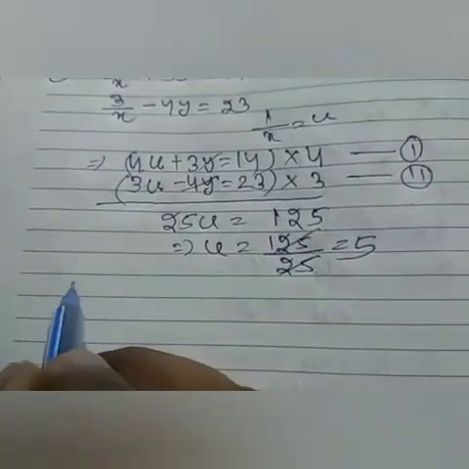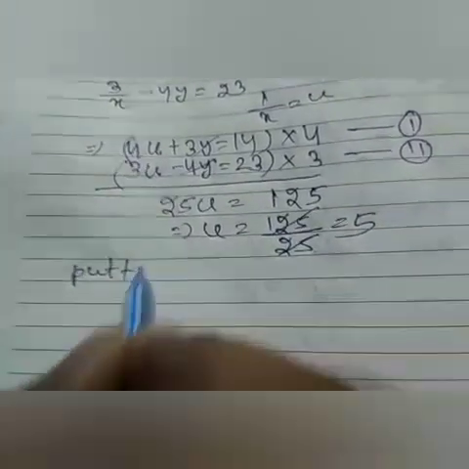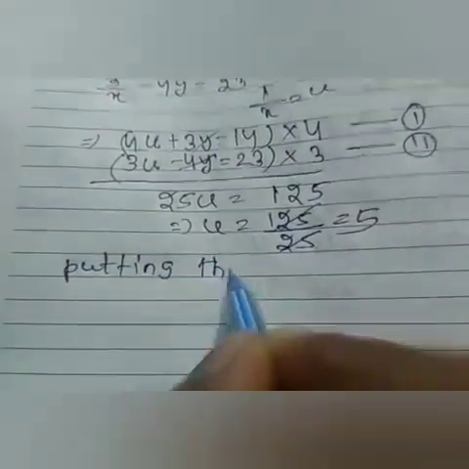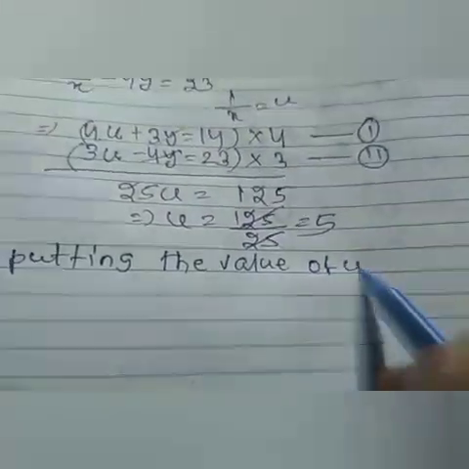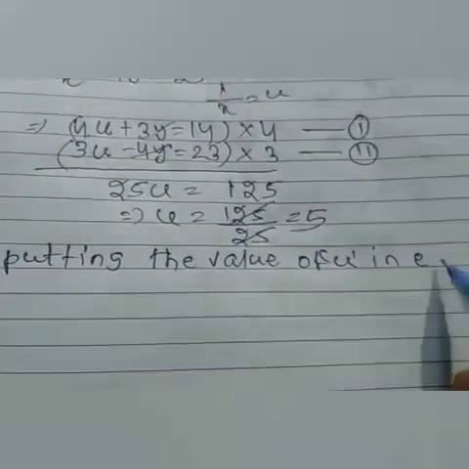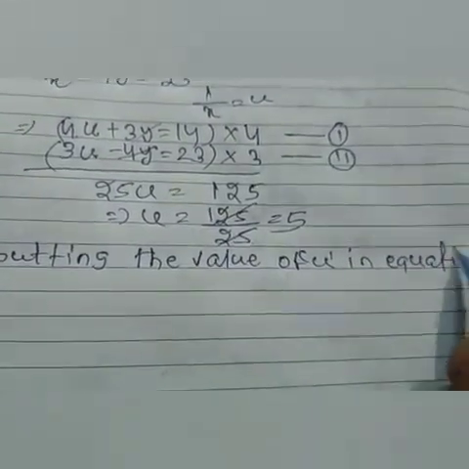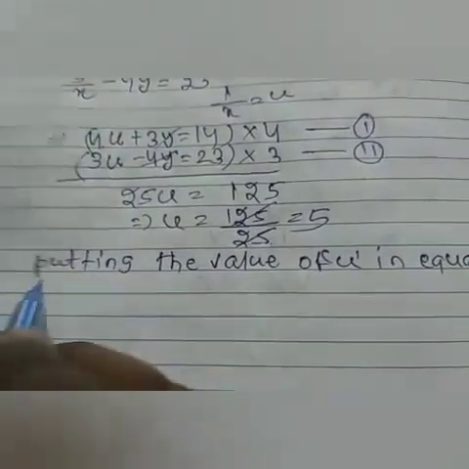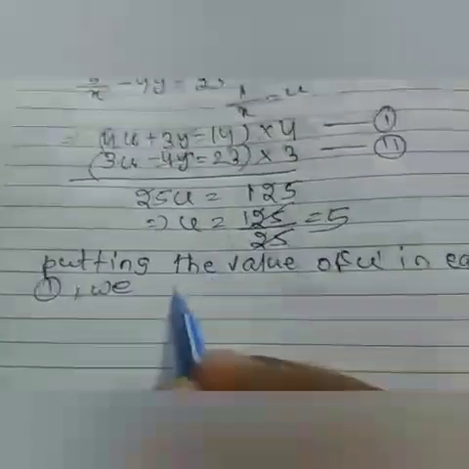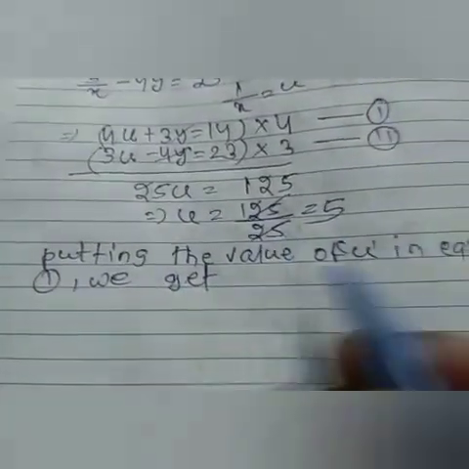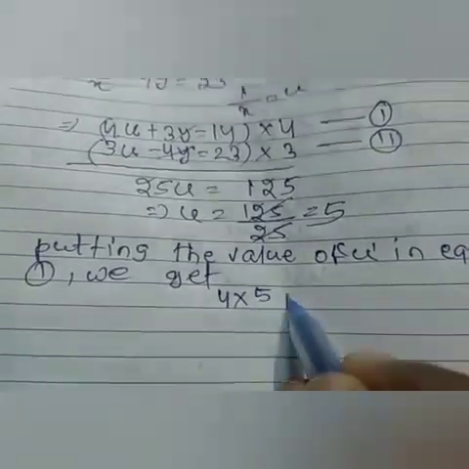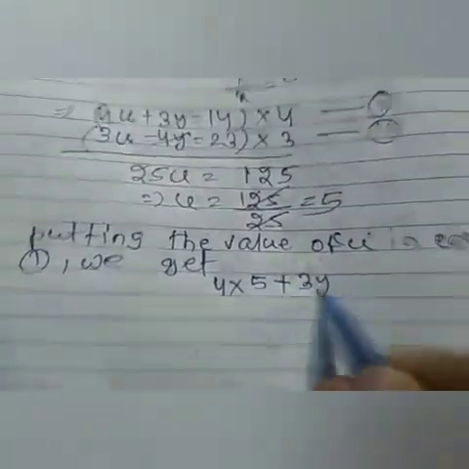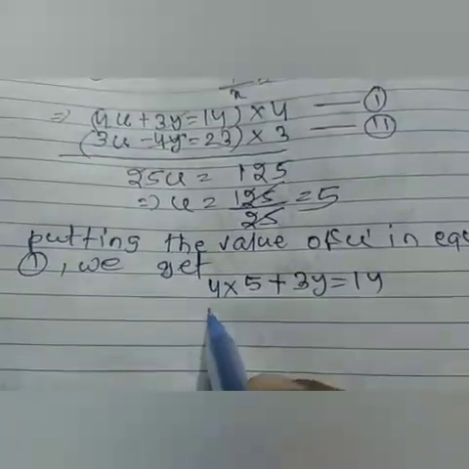Then putting the value of u in equation 1, we get 4 into u is 5, then 3y equals 14.